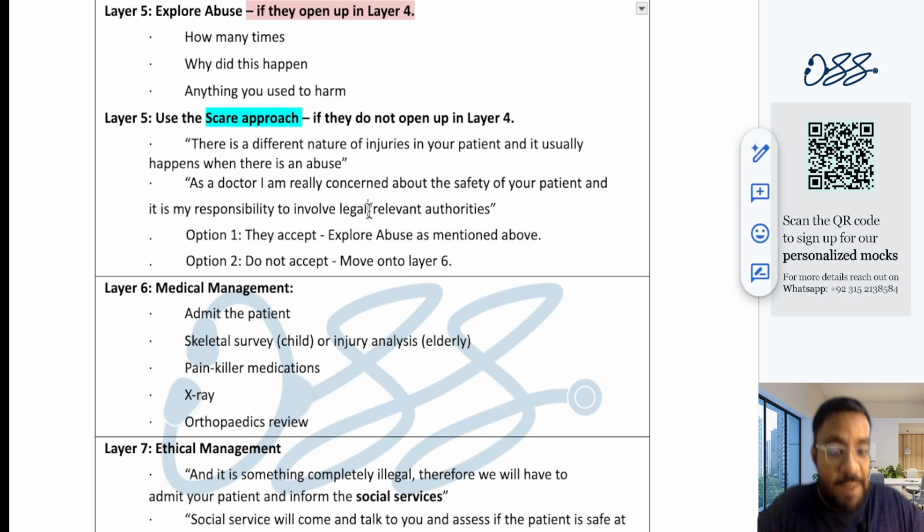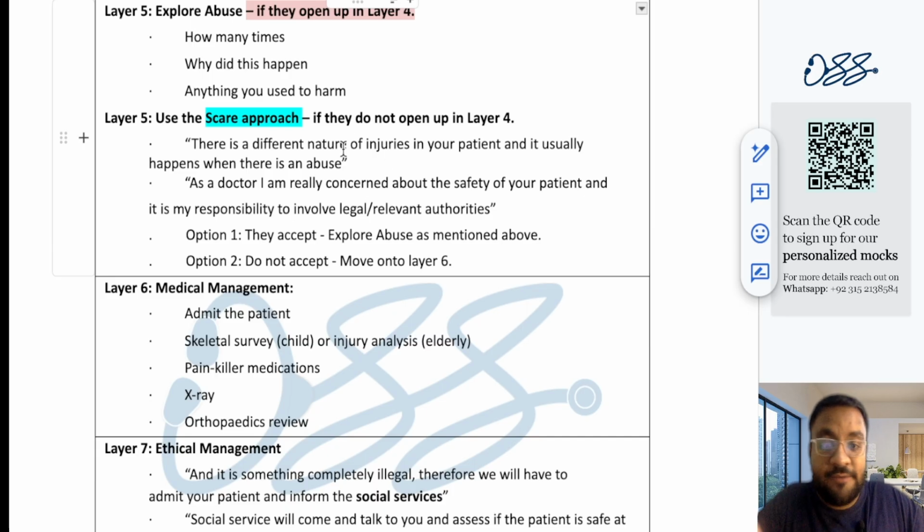Okay, but you need to take the station forward, and you need to come to the main point. You need to explain that this is something that is fishy. And how you're going to do that, there's a very smart way to go about it. You're going to say that there is a difference in the nature of injuries your patient is presenting, and it usually happens whenever there is a form of abuse.